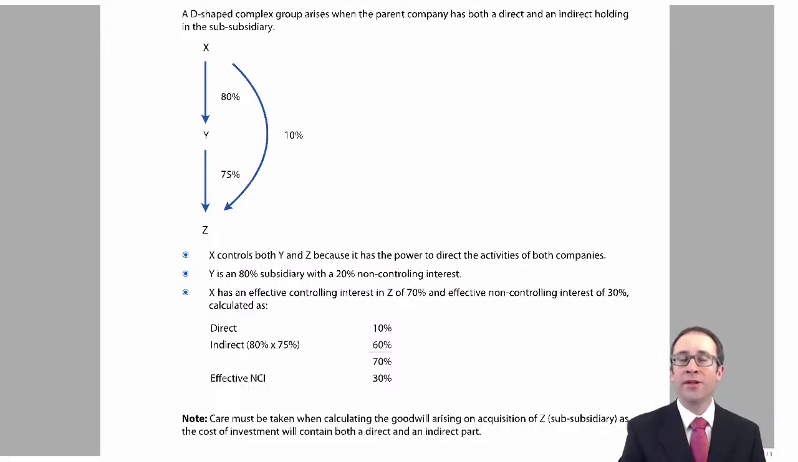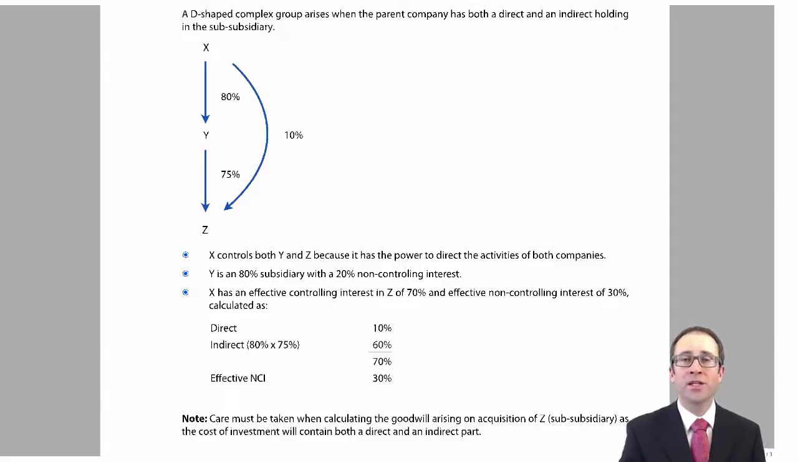We're now going to look at the second part of your complex group structures, which looks at your D-shaped group structures. If you've already mastered the techniques of your vertical group structure, then your D-shaped group structure won't cause you any additional concern. There is just one extra aspect that you need to consider.